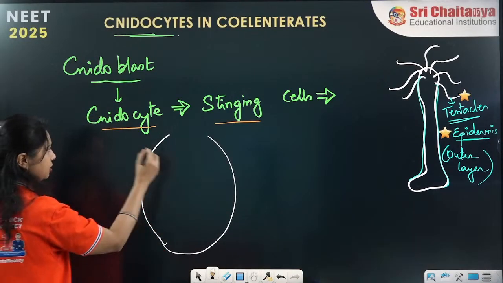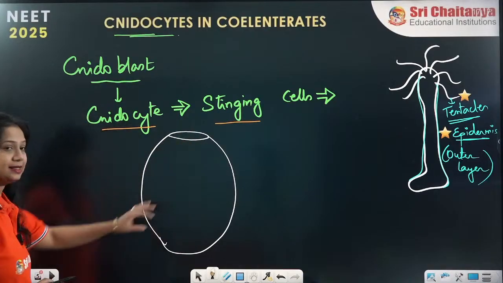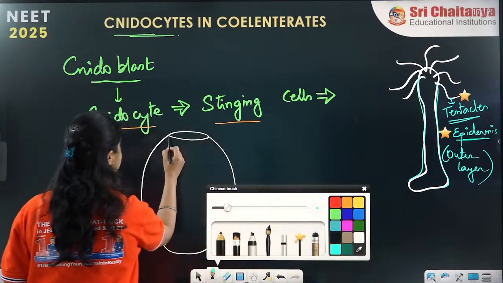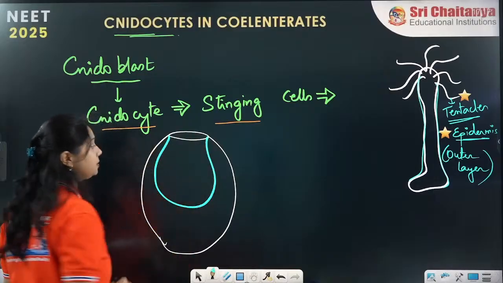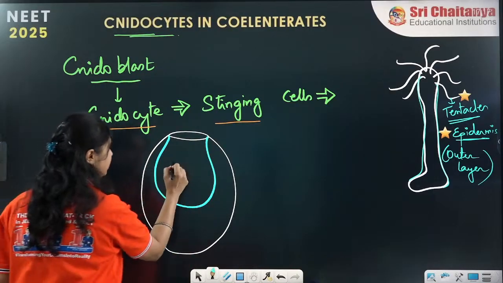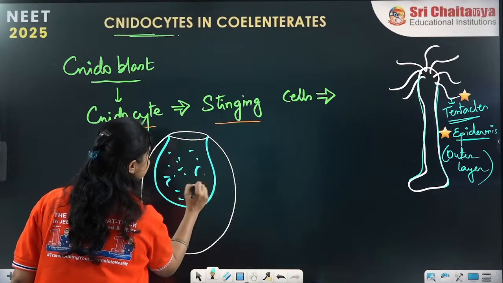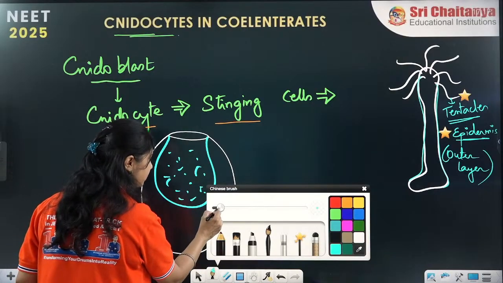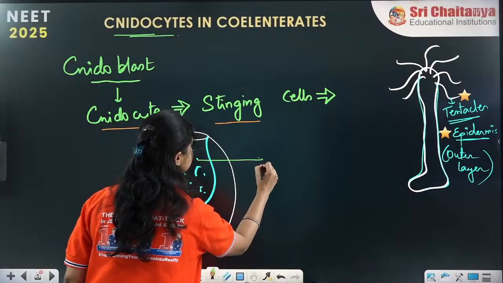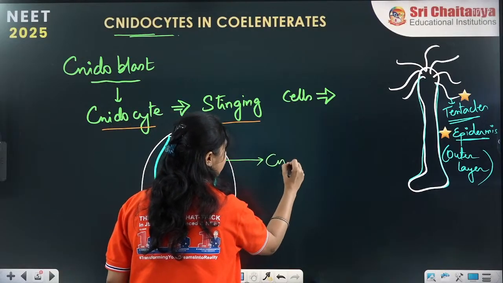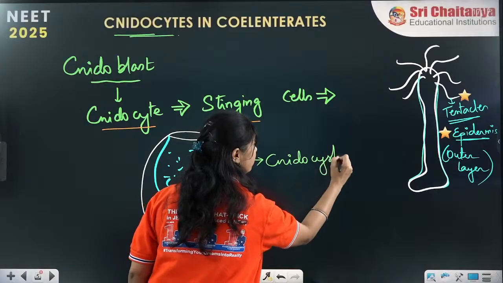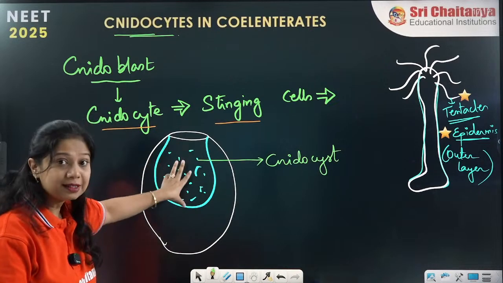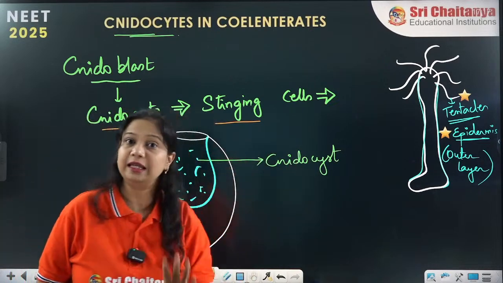So what is the structure? This is the cell, the cnidoblast or the cnidocyte. Now this cnidocyte cell contains a fluid filled space inside it. This fluid filled sac is a sac which is filled with a toxic fluid. This toxic fluid filled sac is called the cnidocyst. A fluid filled space is called a cyst. So this is a fluid or toxin filled space which is called the cnidocyst.